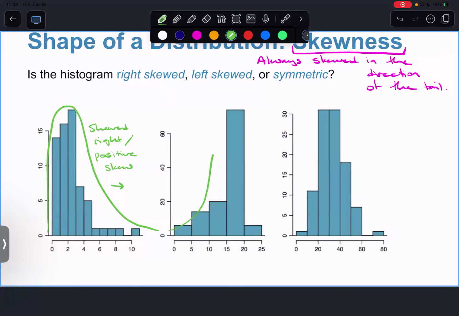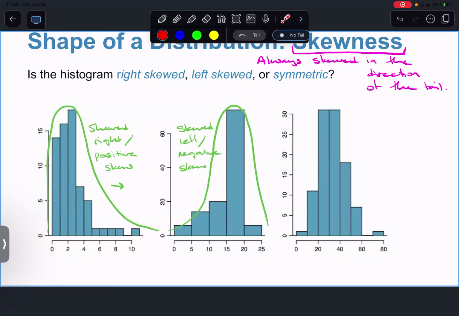And what about this little guy? I've got a little bit of a tail to the left. All right, and so here I'm going to say skewed left, or we could say it's a negative skew, going in the negative direction. Just as long as you talk about the tail. It's the direction of the tail that's the skew.